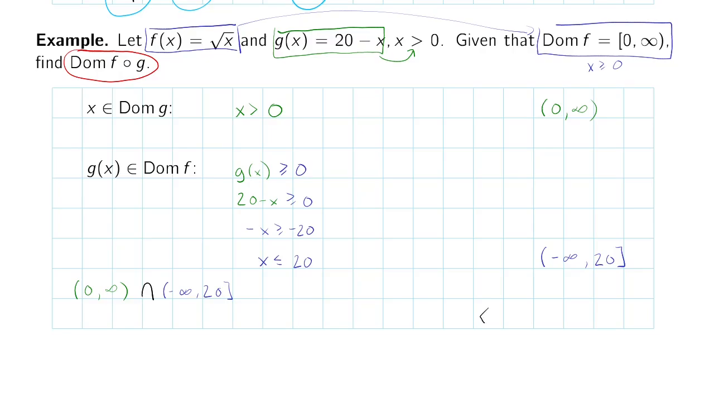So let's just kind of do a quick sketch. The numbers we're interested in are 0 and 20. We have one interval with a closed dot at 20 and everything to the left, another with an open dot at 0 and everything to the right. The intersection is all this stuff in the middle. So the domain of f composed with g is the interval from 0 to 20, where 20 is included but 0 is not.